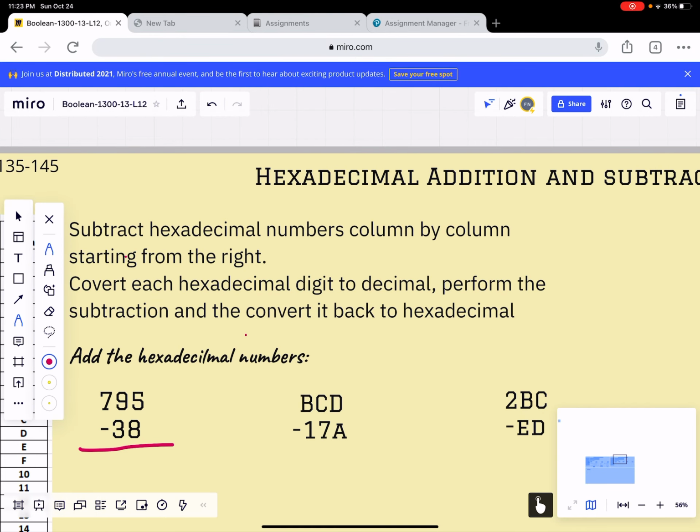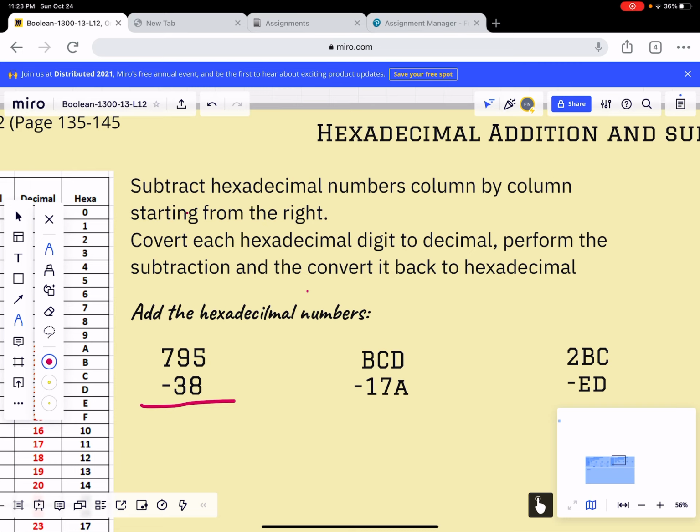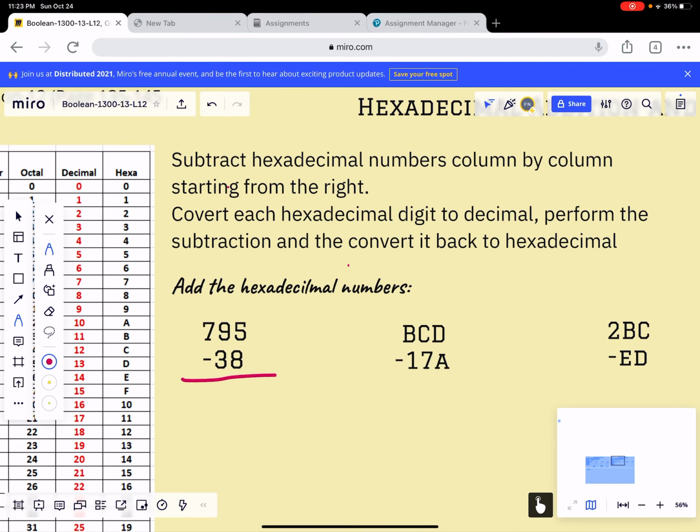Next is to do the subtraction of hexadecimal. Basically, you do the same thing. Make sure that you line them up correctly and work from the right to the left. Make sure that you convert each hexadecimal digit to decimal, and then you do the subtraction. After that, you can convert back to the hexadecimal.